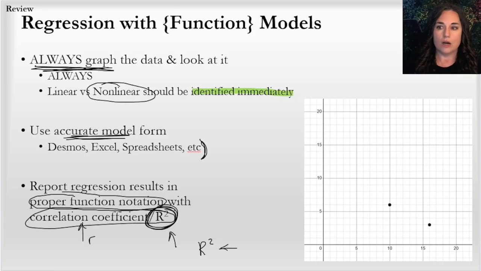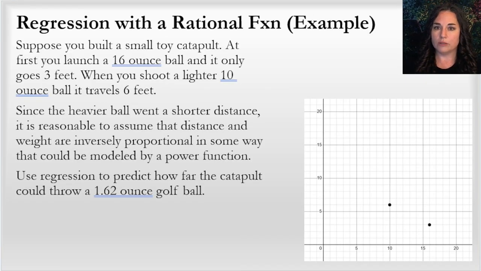All right. What I have for you is that 2-point problem. It says you built a small toy catapult. At first you launch a 16-ounce ball and it only goes 3 feet. When you shoot a lighter ball, it goes farther. So those are our 2 points, and you can see I graphed it on here. This second point is 10, 6, and this is 16, 3. Those are our 2 points.